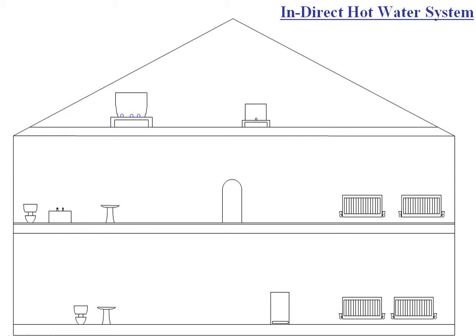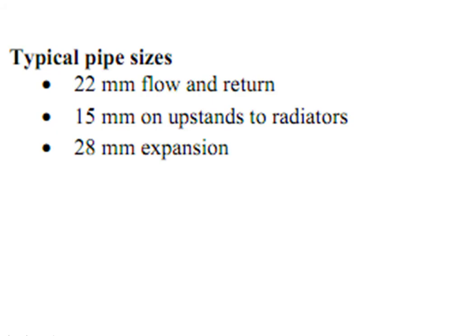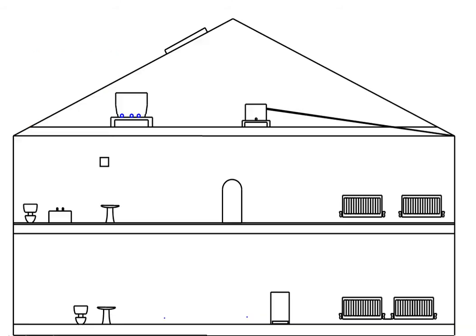The three typical sizes of pipes you'll have here in your indirect hot water system. You will have your 15mm pipe, you'll have your 22mm pipe, and your 28mm pipe. 28 is generally for the expansion pipes, 22 is flow and return, so to and from, and 15mm for your wash hand basin and also your water closet, which is your toilet.